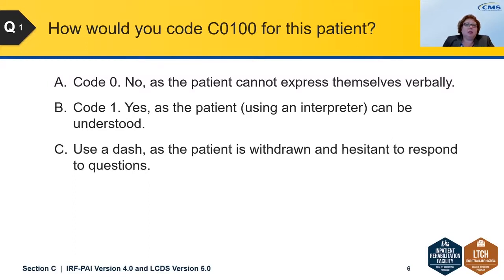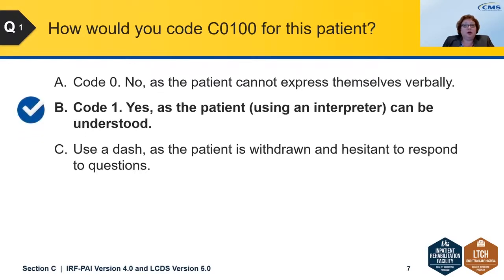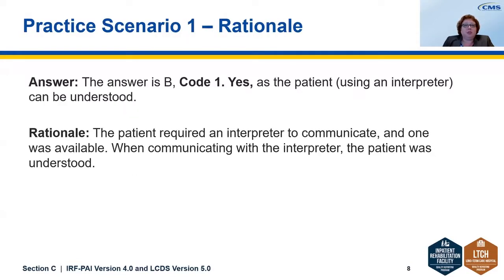And let's go ahead and close those polls. And it looks like most of you thought it was code 1, yes, as the patient is using an interpreter. So let's see what the actual answer is. And the correct answer is 1, yes, as the patient using an interpreter can be understood. So the rationale, let's consider that the patient did require an interpreter to communicate, and one was available. When communicating with an interpreter, the patient was indeed understood.